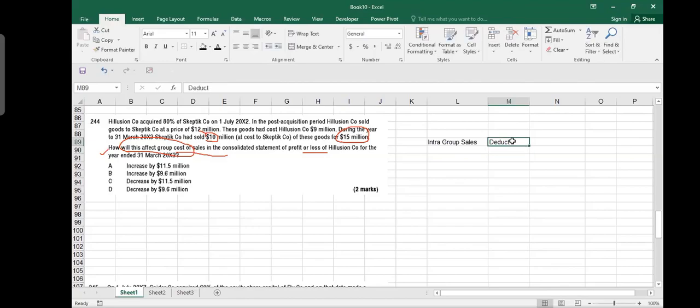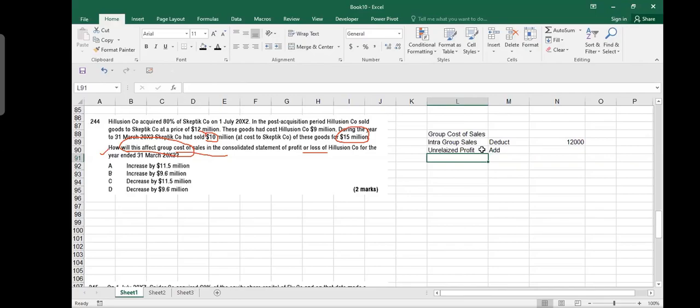So in group cost of sales, this will have a deduction of 12 million. So 12 million you will decrease. And then you say unrealized profit: parent cost of sale plus subsidiary cost of sale minus intragroup sale plus unrealized profit. So unrealized profit will be added. How much is unrealized profit? We know that it is 2 million.